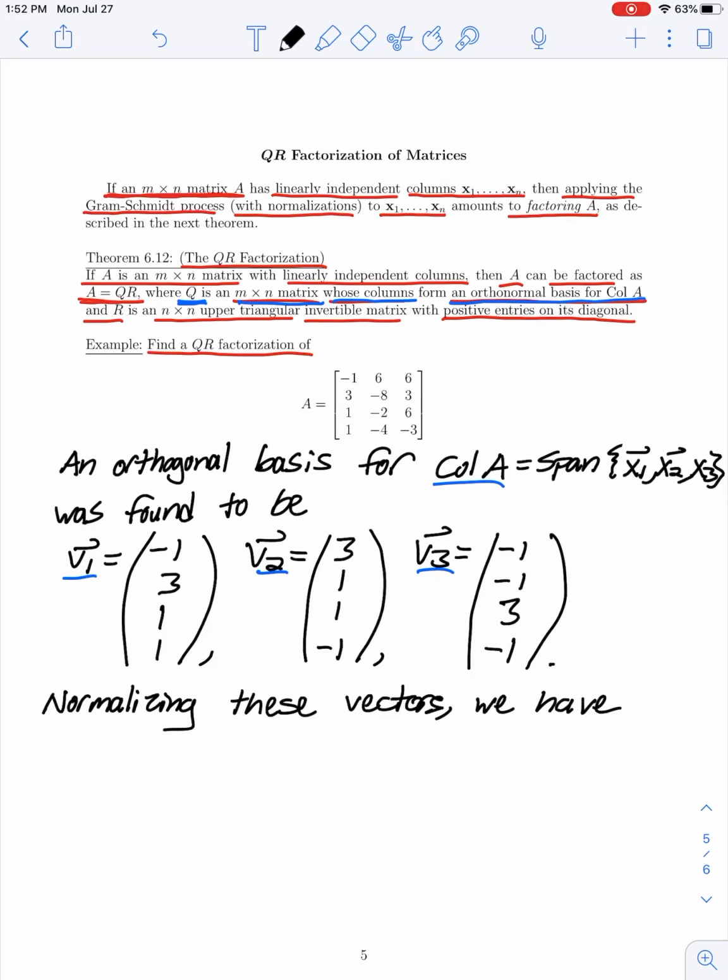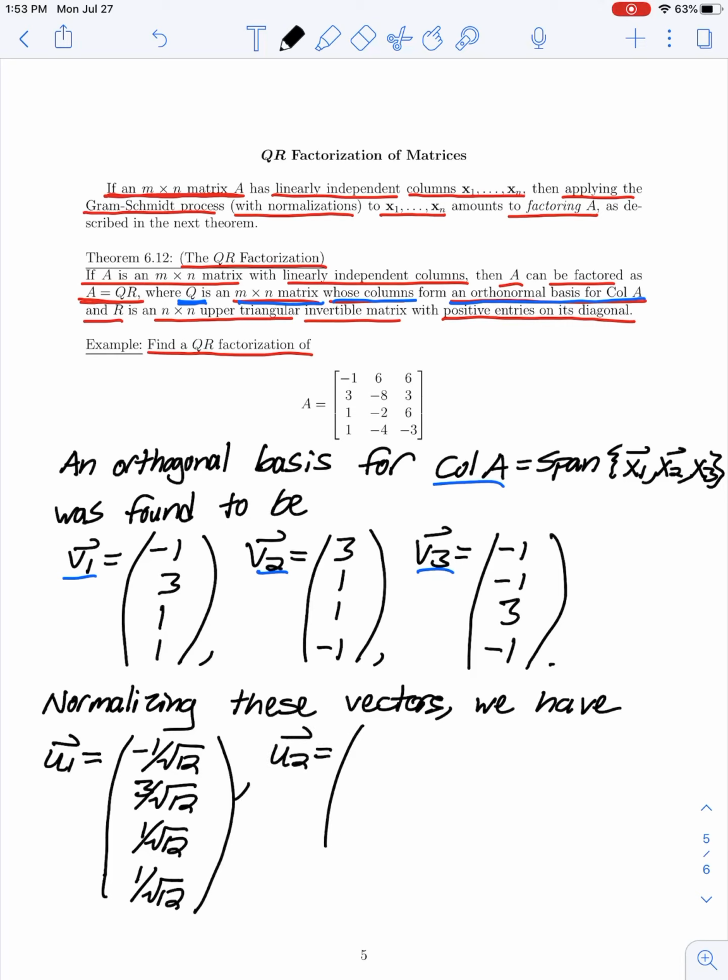we have a vector u1, which would be found by taking v1 and dividing through by its magnitude. Now let's see. The dot product of v1 with itself is 1, 9, 1, and 1, so 12. So our magnitude is root 12, or the length of our vector. So u1 would be negative 1 divided by the length, root 12, 3 over root 12, 1 over root 12, and 1 over root 12.